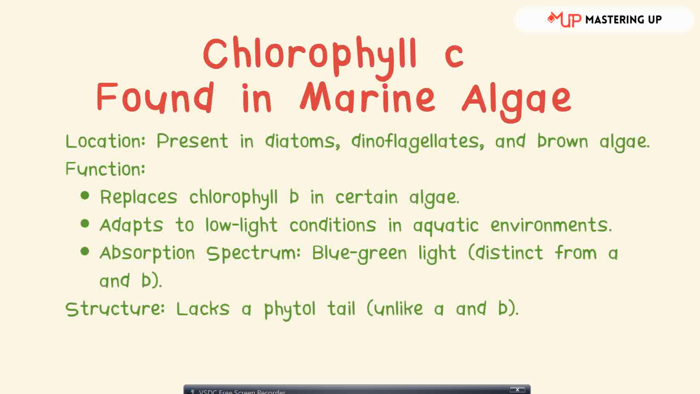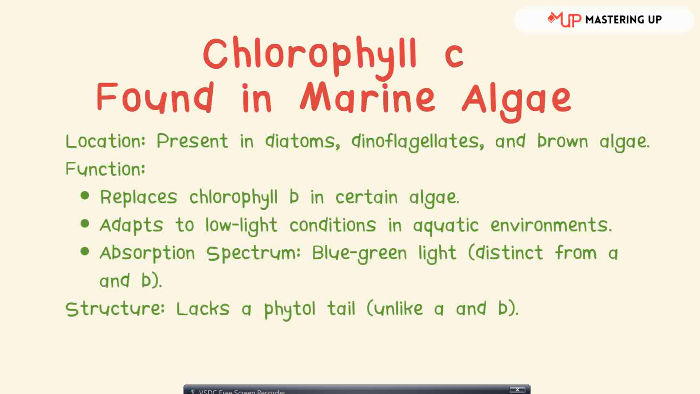Okay, so the function, it replaces chlorophyll B in certain algae. We studied that chlorophyll A is present in all the photosynthetic organisms, and chlorophyll B is the accessory pigment. Now in marine algae, chlorophyll B is replaced by chlorophyll C. It adapts to low light conditions in aquatic environments. Basically you know that in aquatic conditions, the amount of light is comparatively low inside the marine ecosystem. So that's why chlorophyll C adapts to low light conditions in aquatic environments.